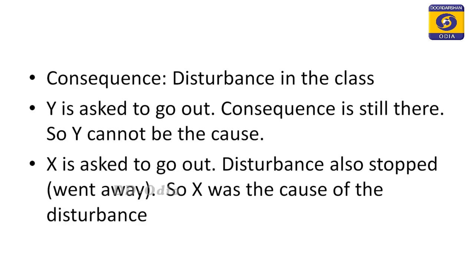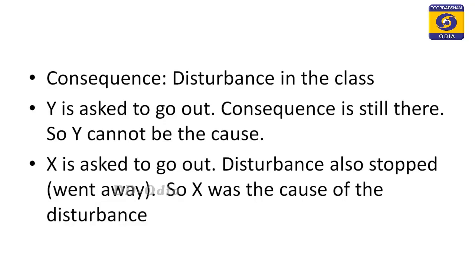We know that there is one antecedent side and one consequent side. When we find some consequence, we try to find out the cause. Suppose the consequence is a disturbance in the classroom. Now, we ask y to go out and the consequence is still there, that means the disturbance is still there. Then according to the first principle of elimination, y cannot be the cause, because after taking away y, the consequence is still there. Now, suppose we ask x to go away, then the disturbance is not there.